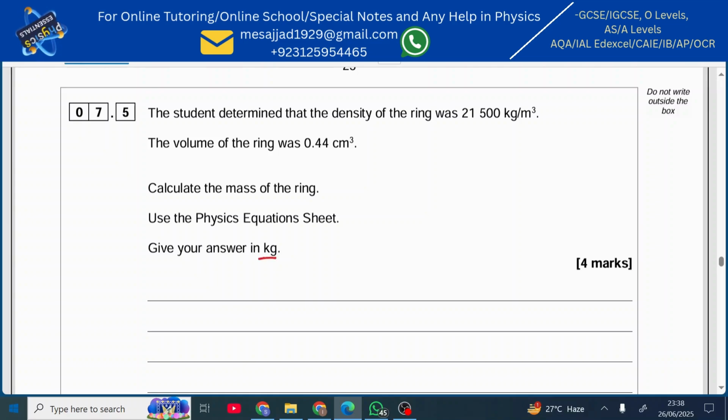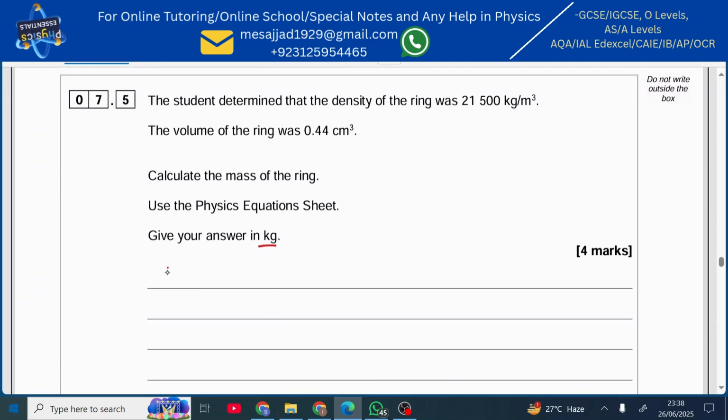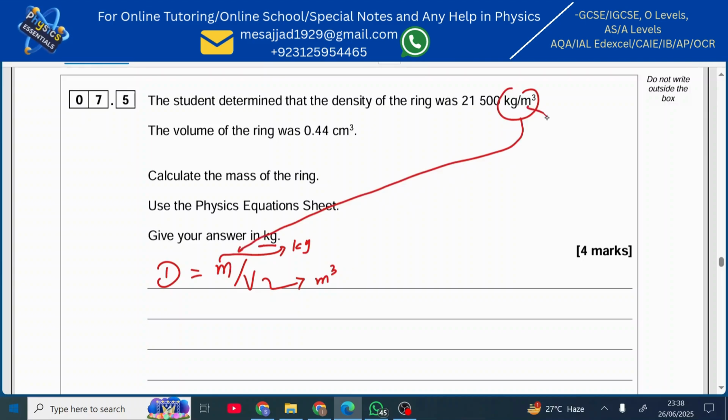Now, very important. First of all, the formula for the density is mass over volume. The unit for the density is kilogram per cubic meter, and the mass here is in kg. And this volume is in cubic centimeters. How do I know? Because of this. So you can see that this is mass divided by volume. Here you can see the volume given to us in cubic centimeters.